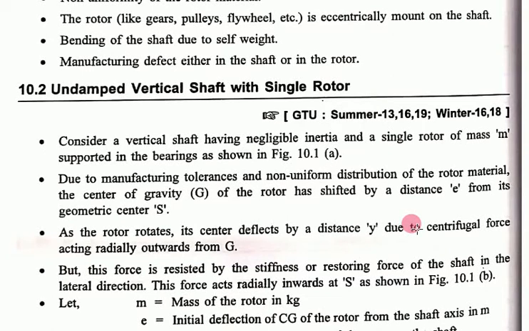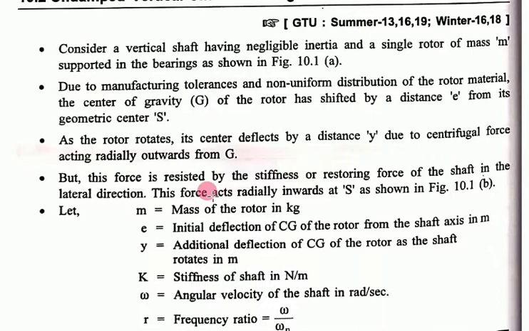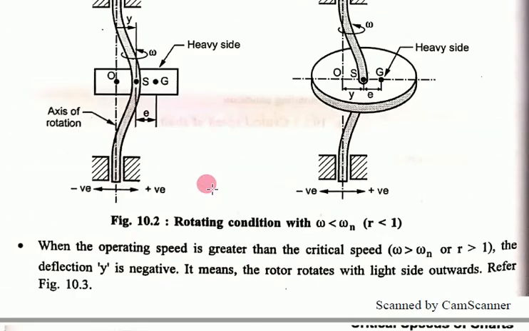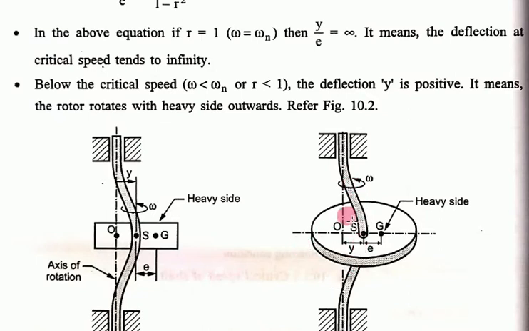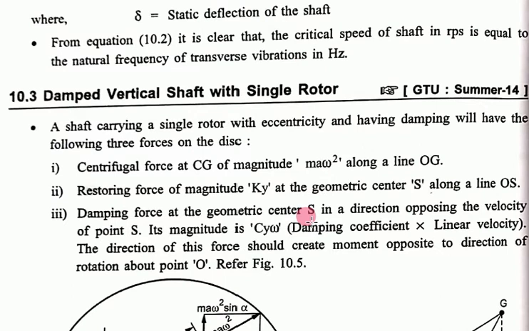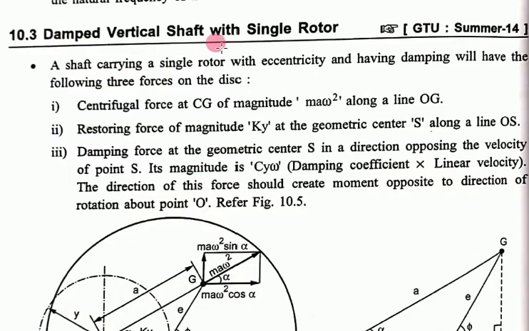Hello students, last time we saw the introduction of critical damping, and then we saw the undamped vertical shaft with a single rotor. It is a very important theory that we discussed last time. Now you should keep in mind this figure, and let us understand the next topic: the damped vertical shaft with a single rotor. It is also an important topic.